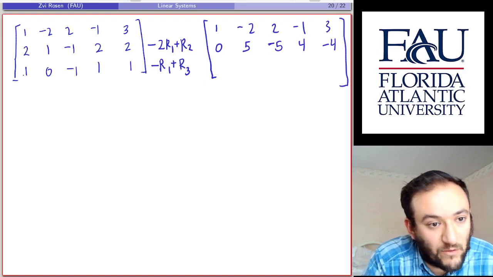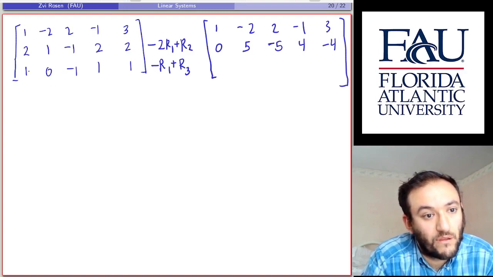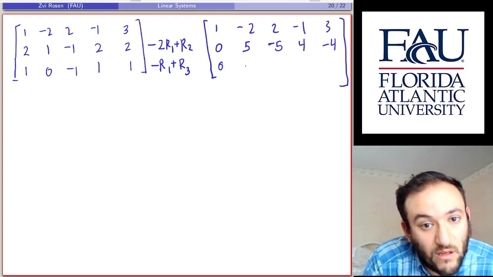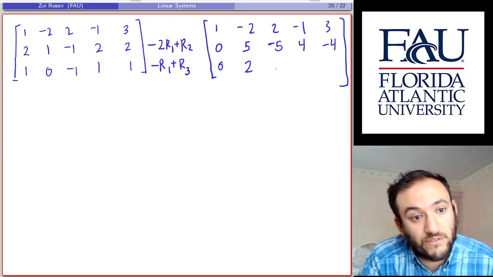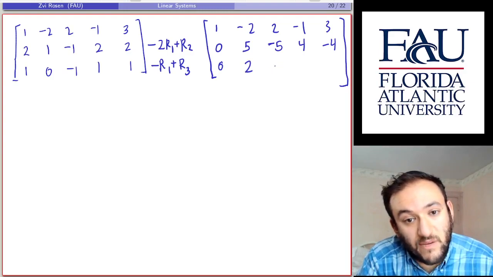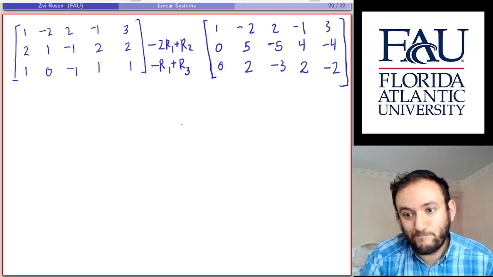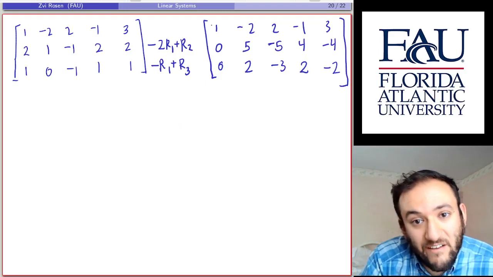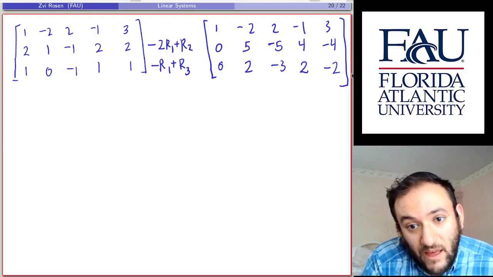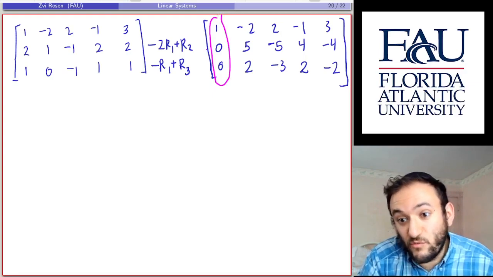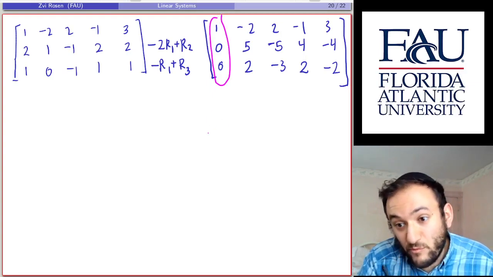Okay. And then we have minus r1 plus r3. So minus 1 plus 1 is 0. Minus negative 2 is 2. Plus 0 is 2. Minus 2 plus minus 1 is minus 3. Minus minus 1 is 1. Plus 1 is 2. And minus 3 plus 1 is minus 2. Okay. So far, so good. So now we have this first column, and it's completely 1 followed by zeros. So we're happy with that first column. And now we move down and to the right.